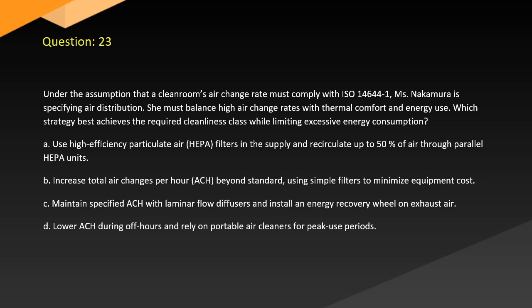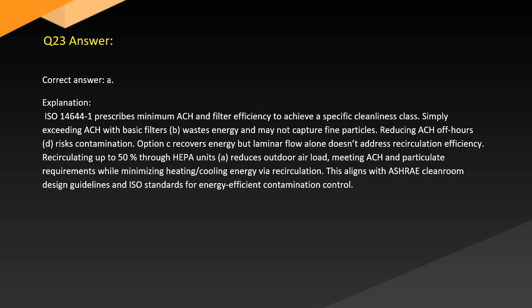A. Use high-efficiency particulate air, HEPA, filters in the supply and recirculate up to 50% of air through parallel HEPA units. B. Increase total air changes per hour beyond standard using simple filters to minimize equipment cost. C. Maintain specified air changes with laminar flow diffusers and install an energy recovery wheel on exhaust air. D. Lower it during off hours and rely on portable air cleaners for peak use periods. Answer. Correct answer: A. Explanation.